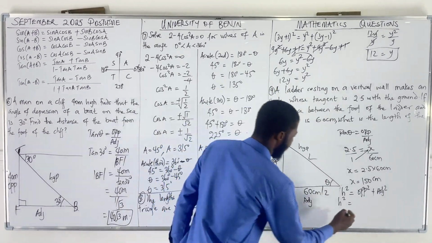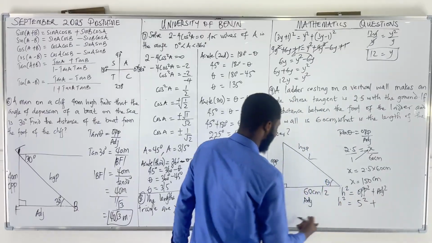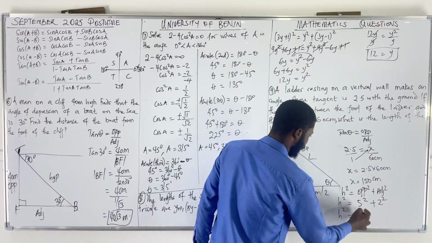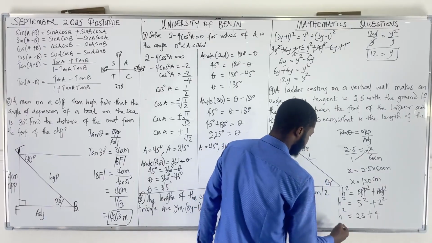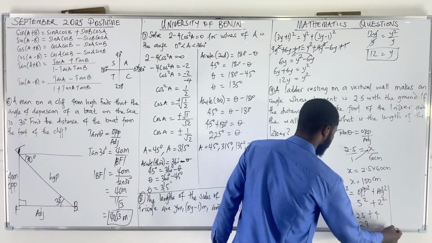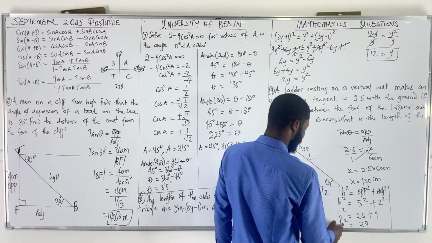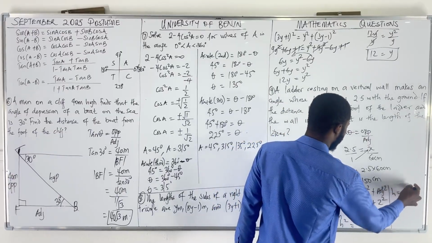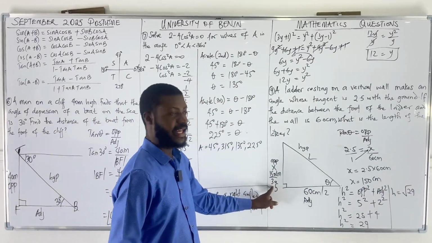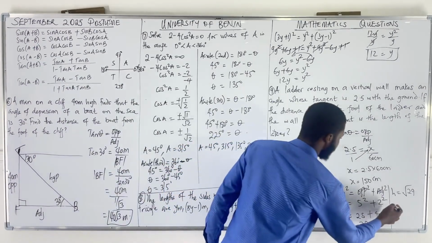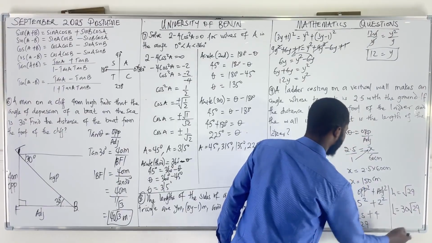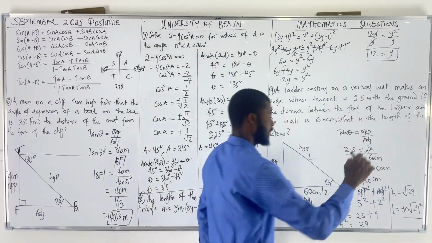So the opposite is 5, so this will be 5 squared. The adjacent is 2, so this will be 2 squared. So h squared is equal to 25 plus 4, so h squared is equal to 29. Okay, so the next thing I'm going to be doing is h will become the square root of 29. But remember that I divided by 30 before. So this means that the length of the ladder will become 30 root 29 centimeter. That's the answer.